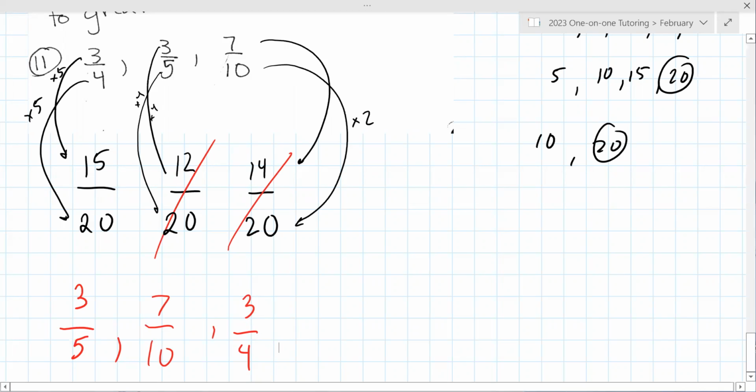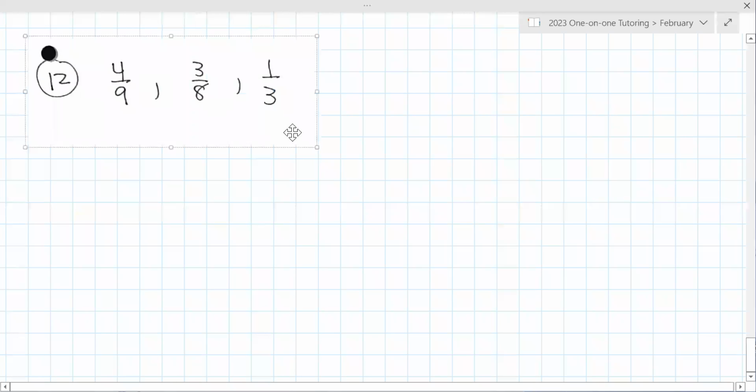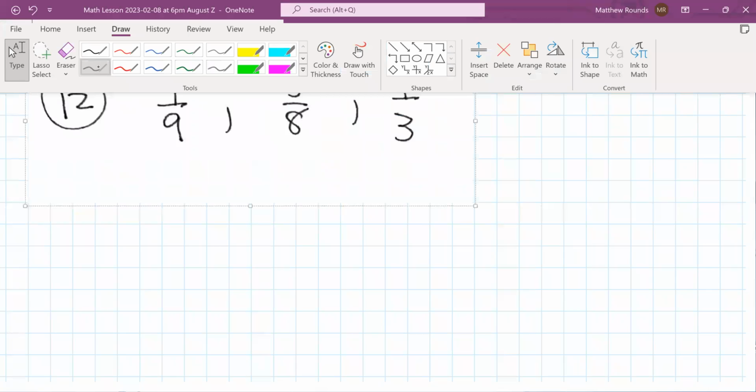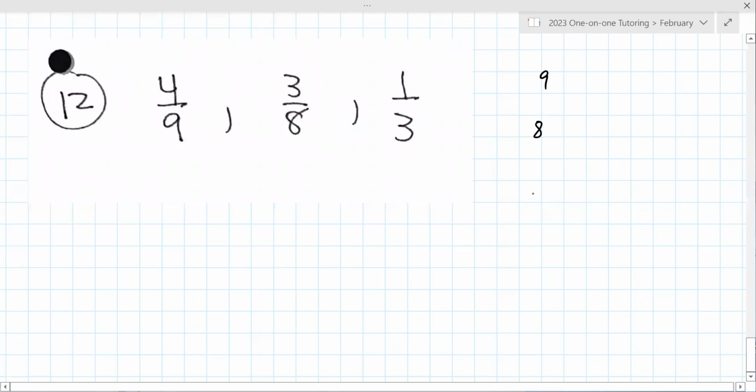Okay, so 12 is almost identical. You have to find the common denominator. So I want you to try that one on your own, the least common multiple between 9, 8, and 3. So let me know what you come up with for the least common multiple of 9, 8, and 3. Okay. 9.